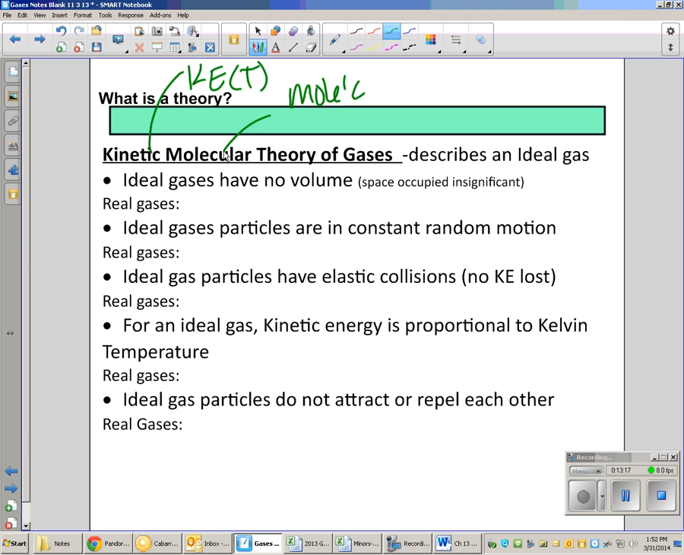So there's these 5 statements that I call postulates. They're called postulates, which just means statements about ideal gases.